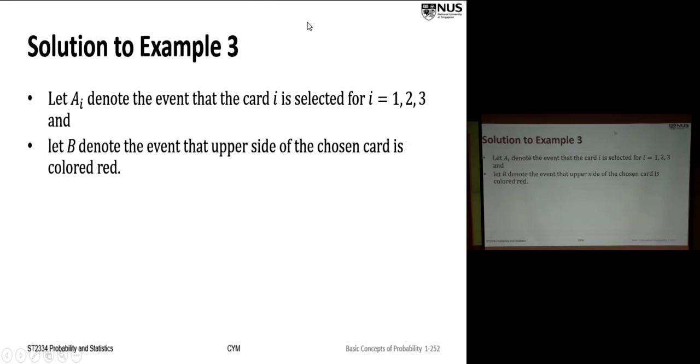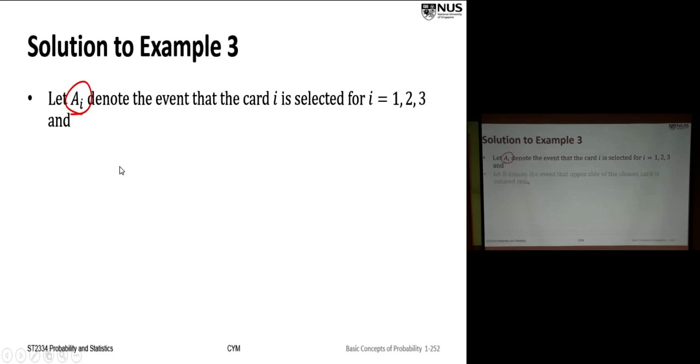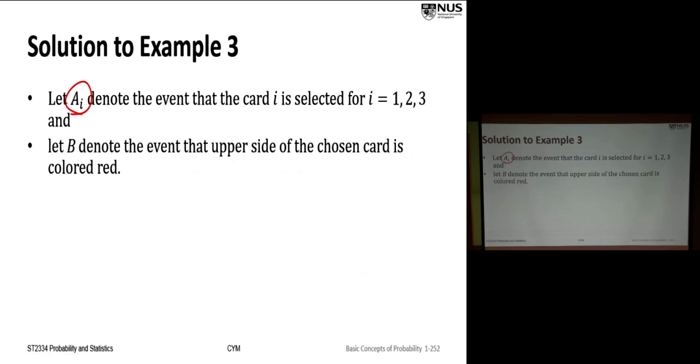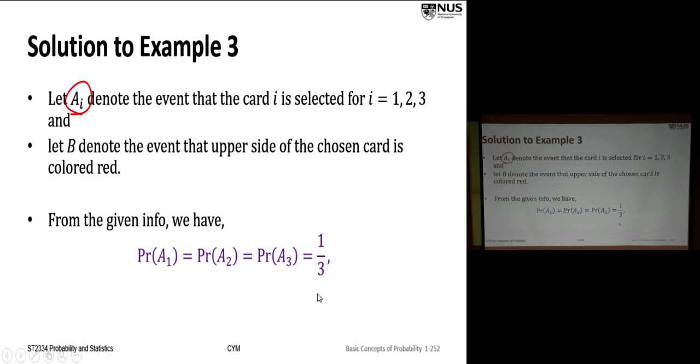So we let Ai be the event that the i-th card is being selected. So then B is the upper side of the color is red. What we are asked is, if the upper side is red, then what is the other side? Is black. Because these 3 cards are the same size, it's randomly selected, so it's 1/3 for any one of the cards being selected.